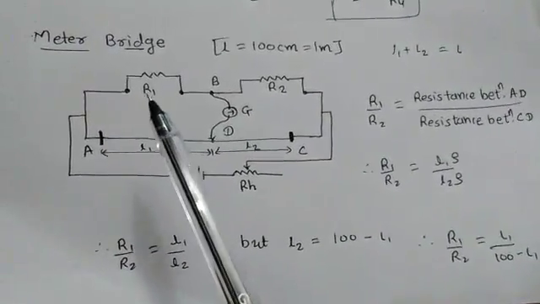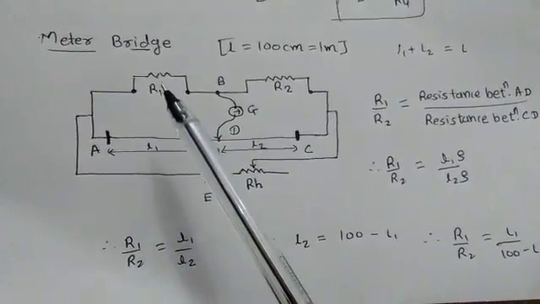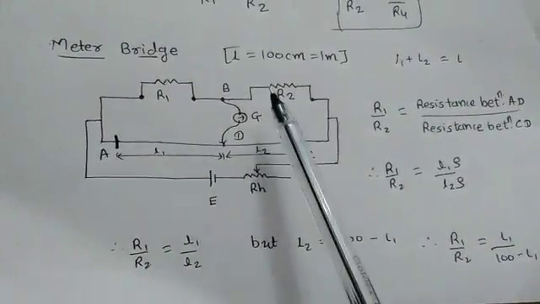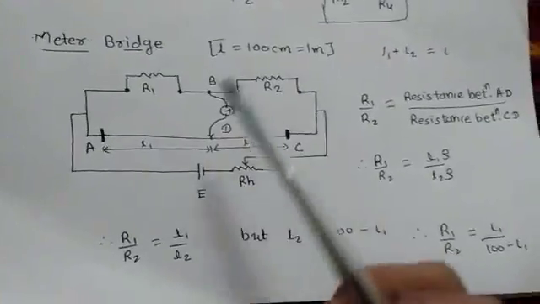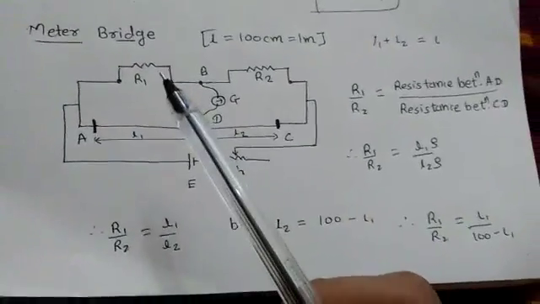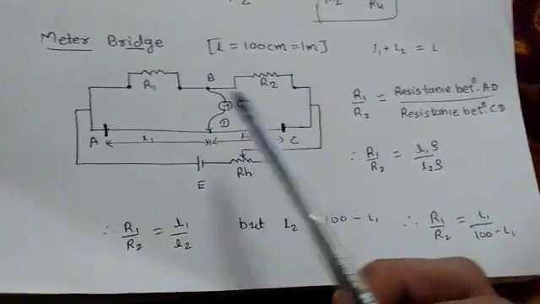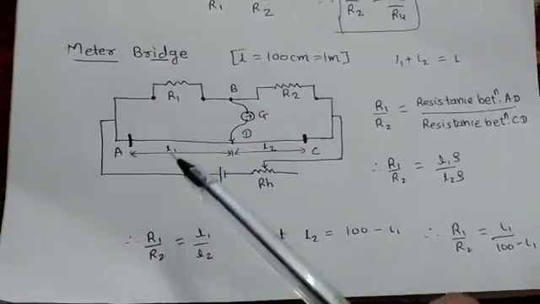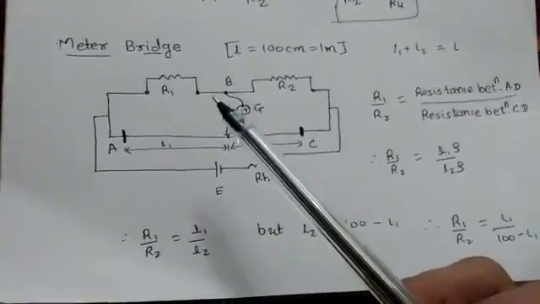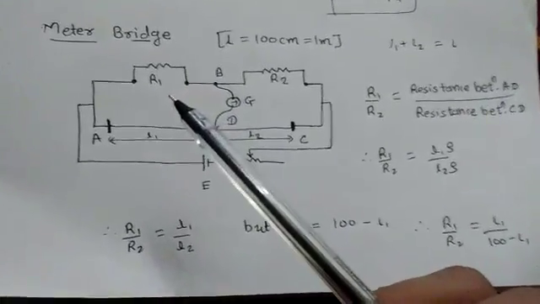In the meter bridge we are going to have two resistors R1 and R2, of which we can consider one resistor to be unknown. So the practical application of the meter bridge is to evaluate the value of an unknown resistance, as we are doing in practicals. And we are also going to use the condition of the Wheatstone bridge.